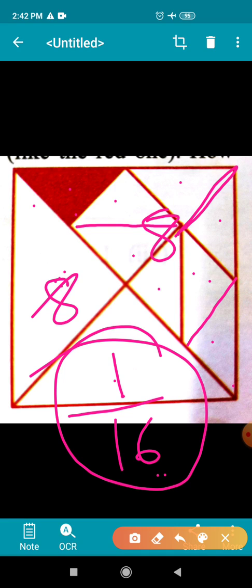Okay, children, hope you all have understood all these sums. You have to do all these sums in your copy, right, and draw all the diagrams with the help of a scale.